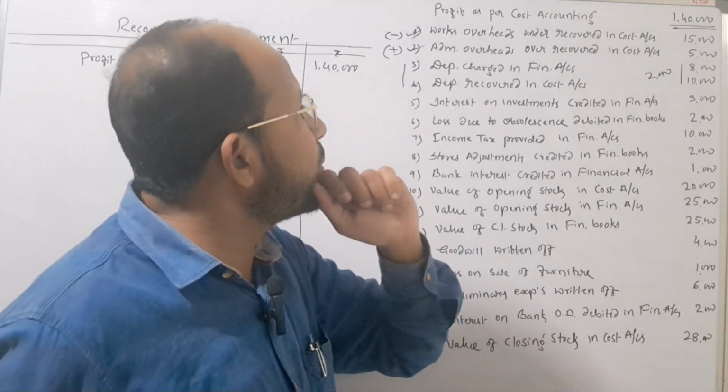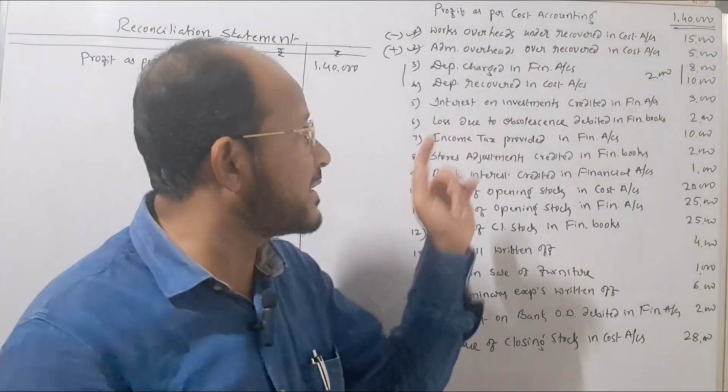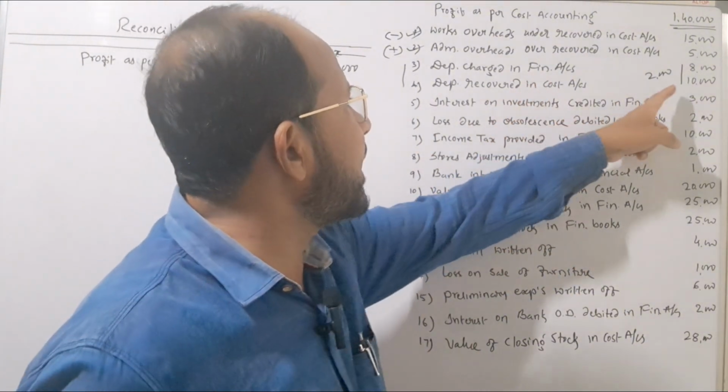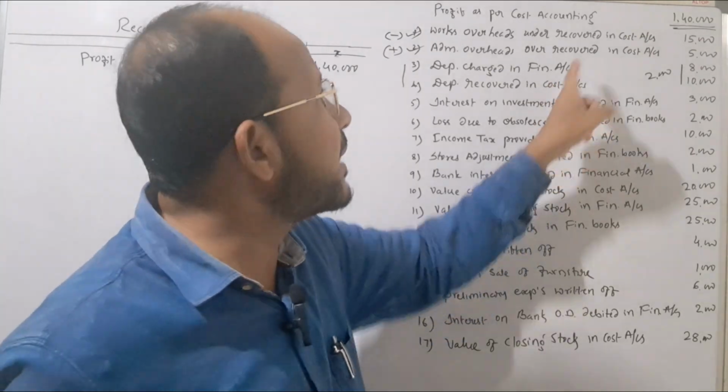Okay, now we have to see in which books of accounts excess amount is recorded. Here in this example, excess amount is recorded in cost accounting. We have to consider cost accounts only because here costing profit is given.